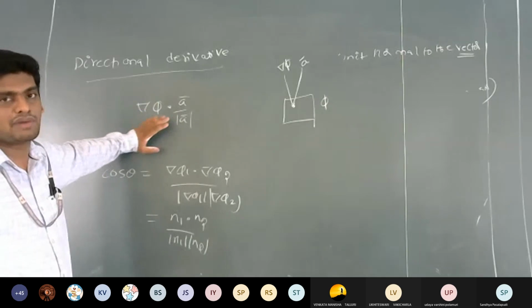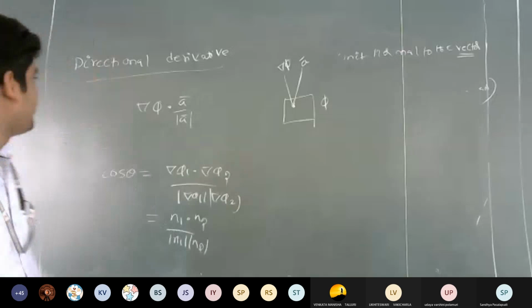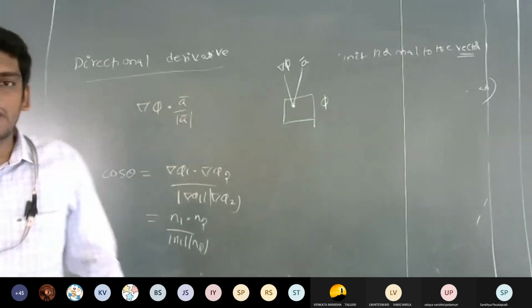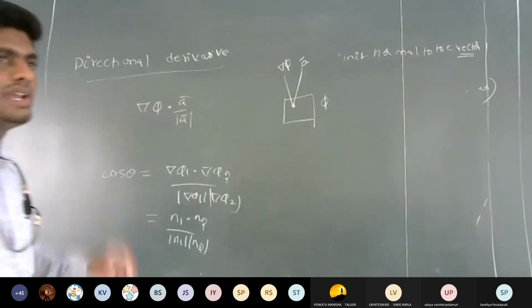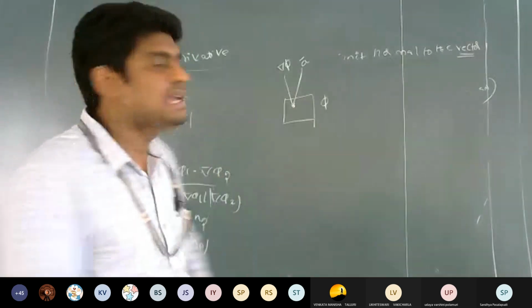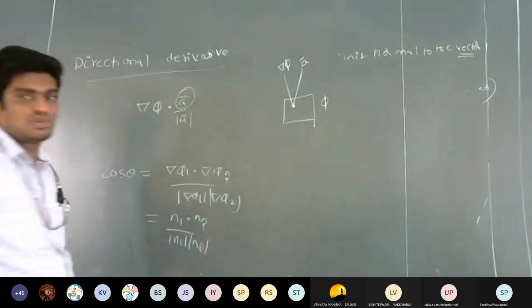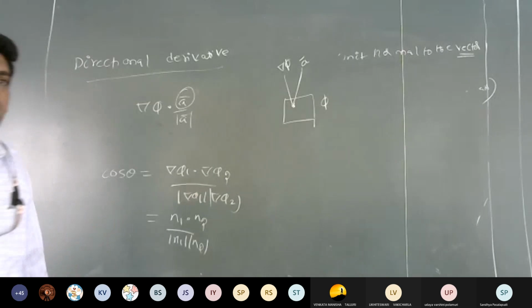So in unit 5, the concepts are very easy, right? Therefore, del phi dot a bar by mod a bar is the directional derivative formula. In evaluating the directional derivative, the important thing is the directional vector, which is one of the very important concepts.